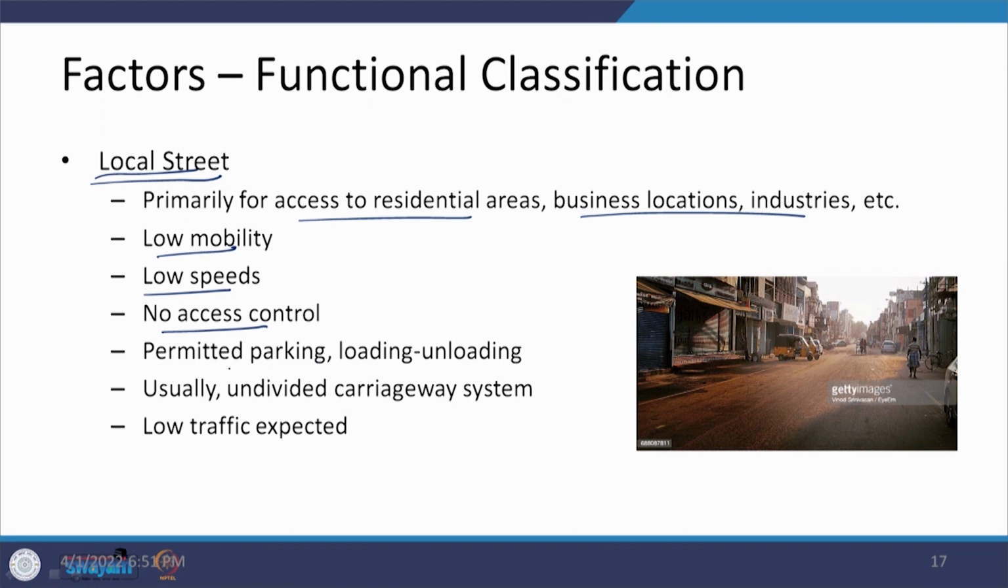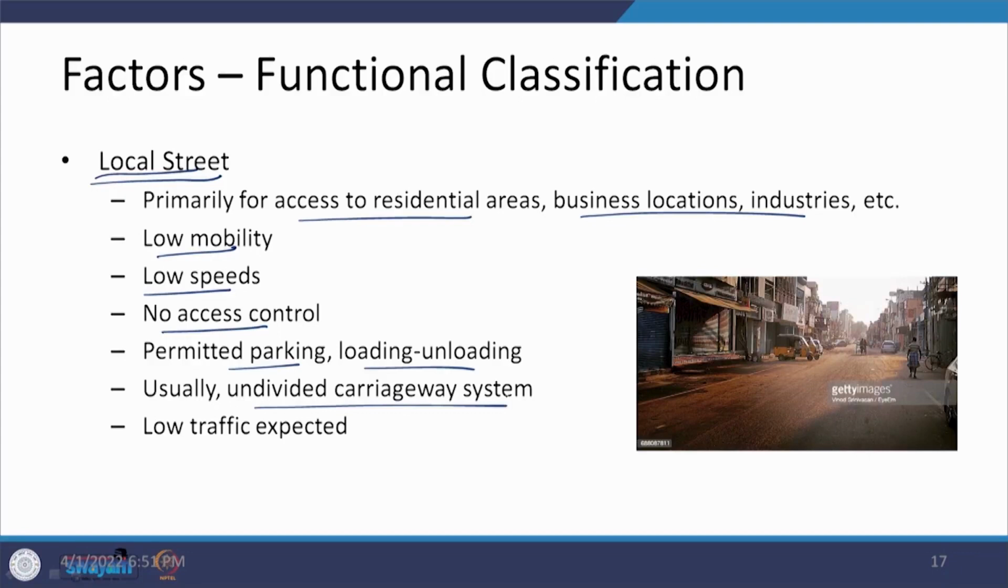And in that sense, the parking, loading, unloadings are going to be allowed on these roads. But if it is going to create an impact to the traffic which is moving on that, then that can be regulated in a sense by way of timings or a location at which it can be done. They are undivided carriageway systems, and the type of traffic and the amount of traffic which is going to be expected on this is quite low in nature.